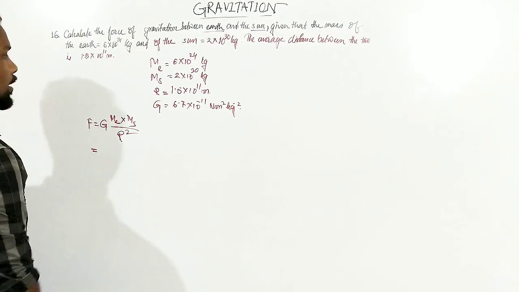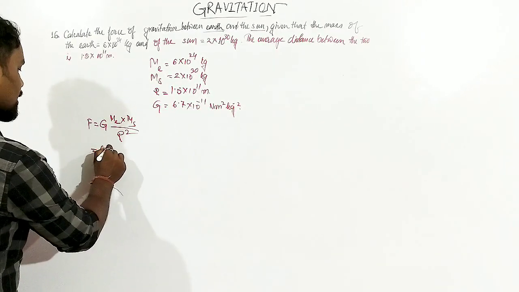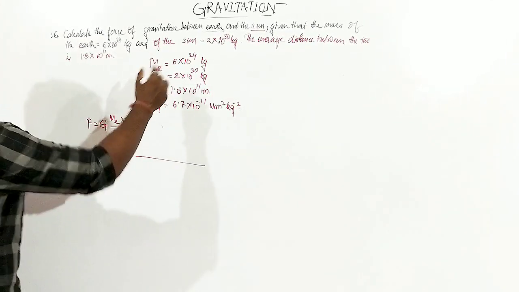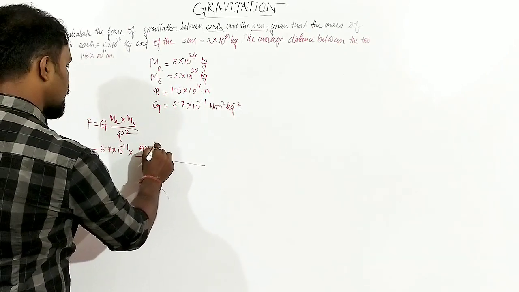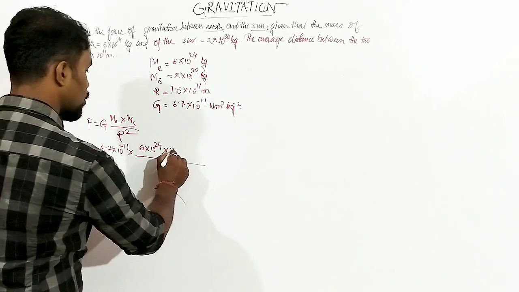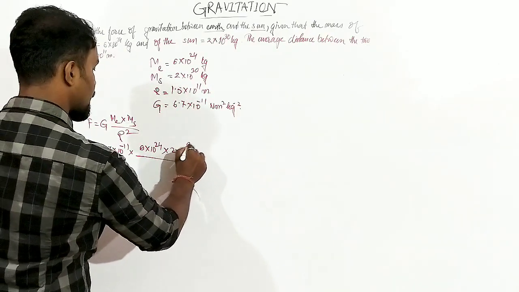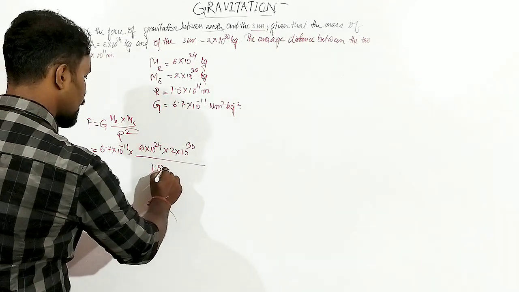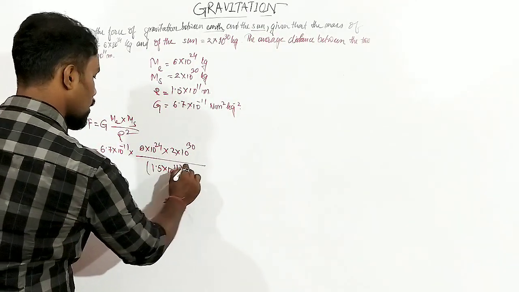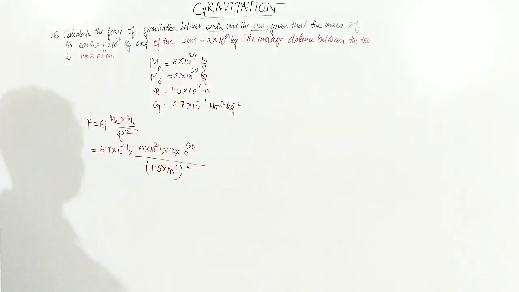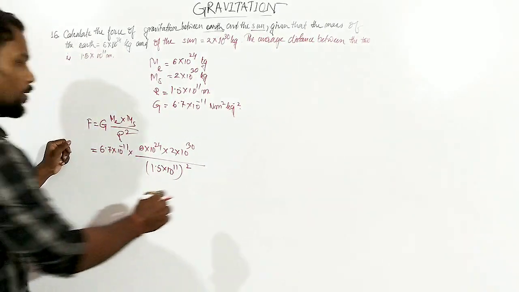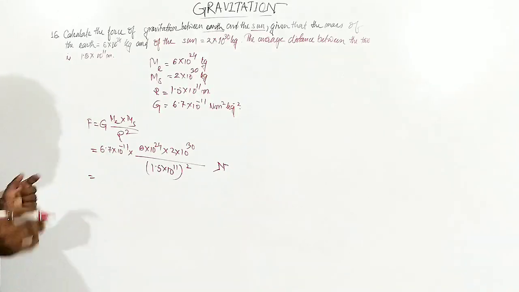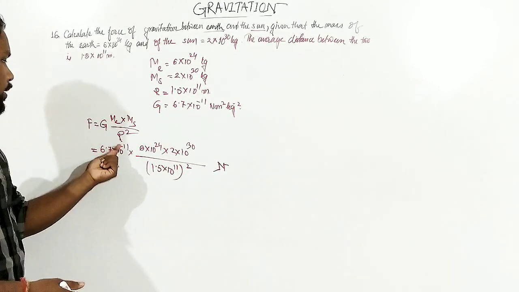Now we will put in all the values. So what are the values actually given? The value of G is how much? 6.7 into 10 to the power minus 11 into, what is the mass of the Earth? 6 into 10 to the power 24. Mass of the Sun is 2 into 10 to the power 30, right? And what is R? 1.5 into 10 to the power 11 whole square. All the values are given. Since we need to calculate the force, the unit is going to be Newton. Simple fact.